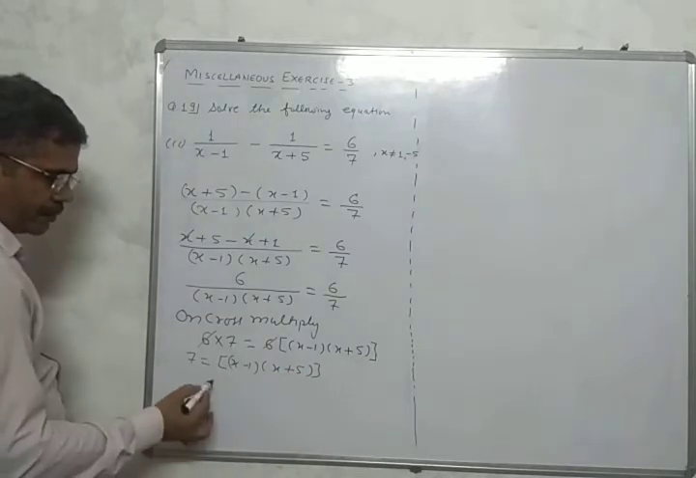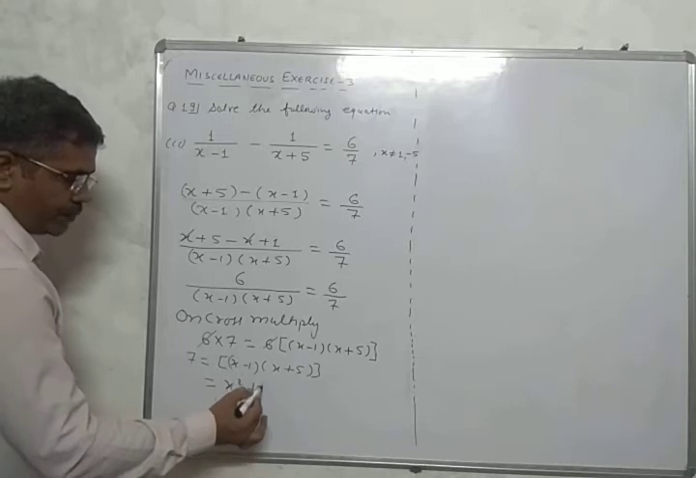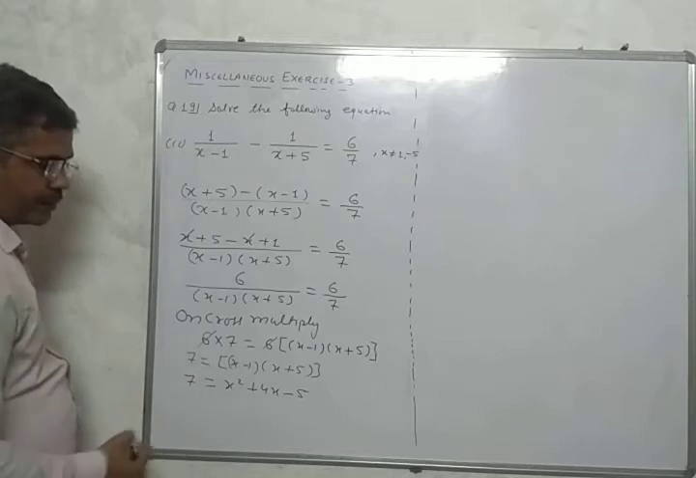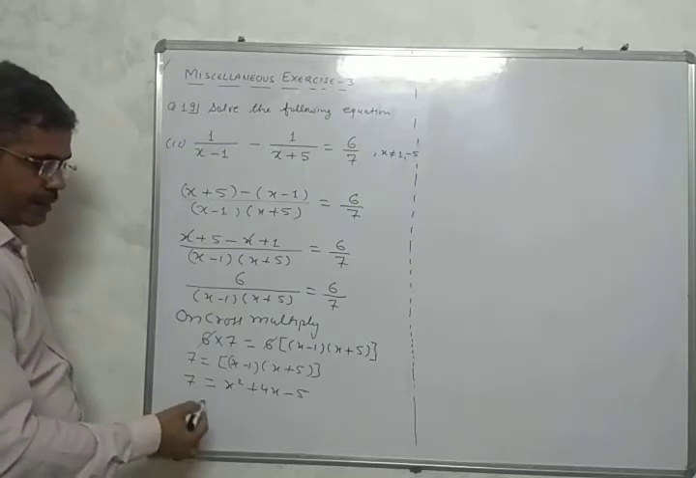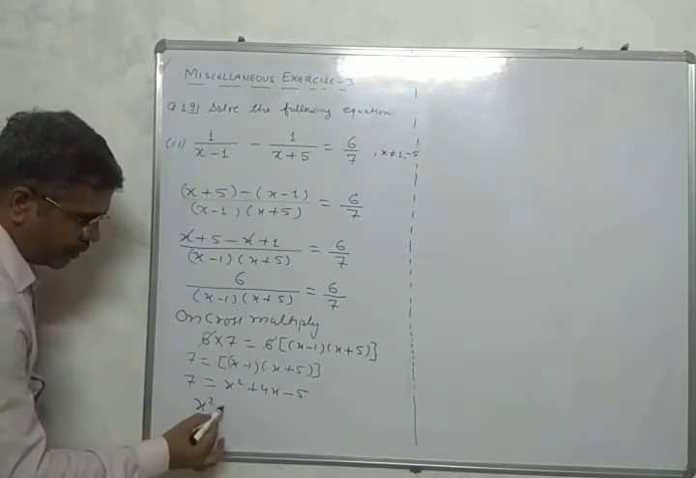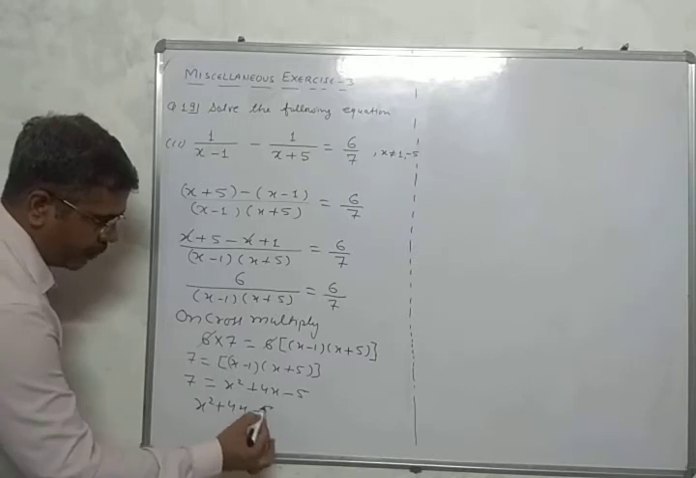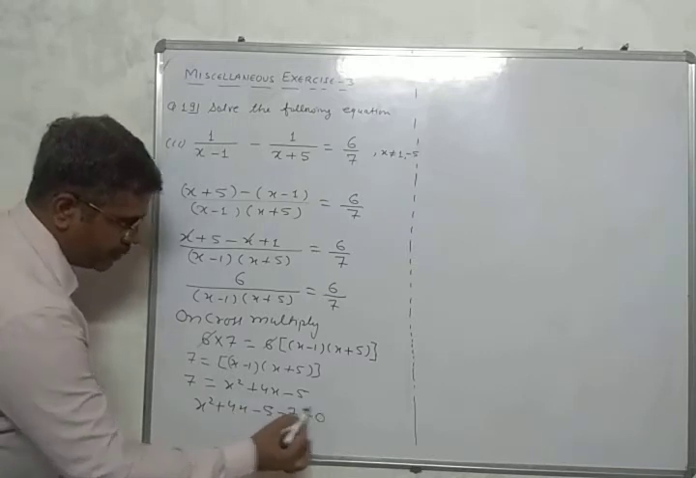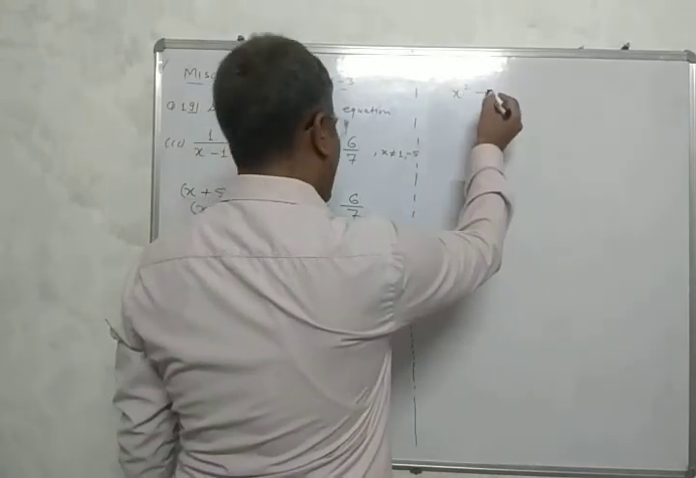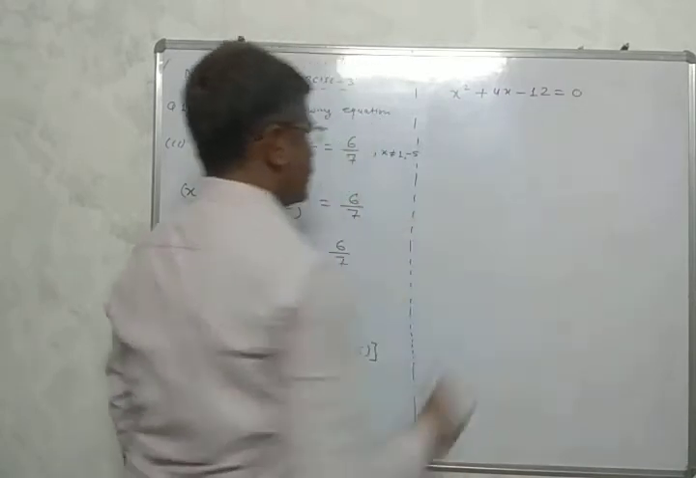If we multiply, we have x square plus 4x minus 5. We write in the standard form of quadratic equation. x square plus 4x on transposition minus 5 minus 7 equals to 0. x square plus 4x minus 12 equals to 0.